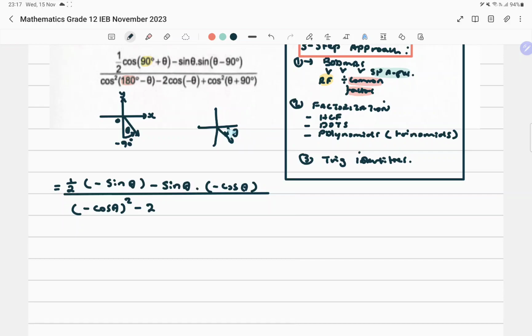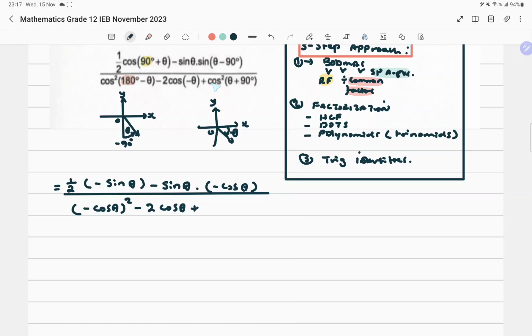So this is theta. When you're going clockwise, that is minus theta. Of course, there's the axis and the origin there. Essentially, cos in the fourth quadrant is positive, so this is going to be minus 2 cos theta. Just leave it like that.